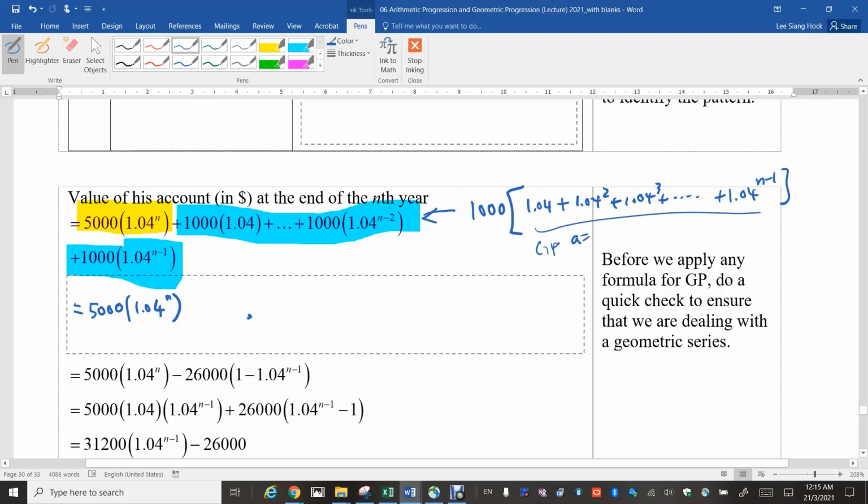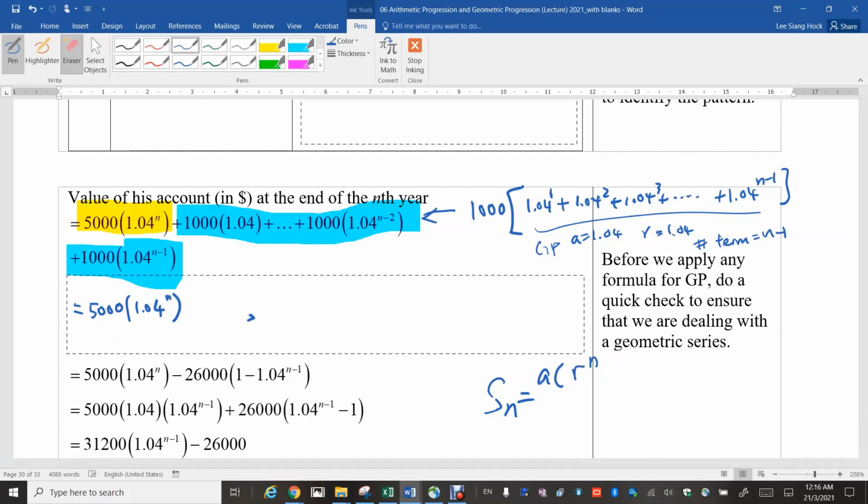The first term is 1.04. The common ratio is 1.04. And what is the number of terms? You start from 1, so the number of terms will be n minus 1. So we apply the sum of GP formula. What's the sum of GP formula? S of n equals a multiplied by... in this case, r is more than 1, so I use r to the power of n minus 1. Okay, we can use 1 minus r to the n also, never mind: 1 minus r to the n divided by 1 minus r.